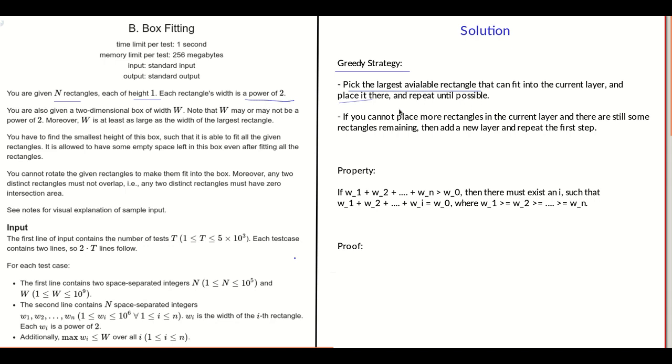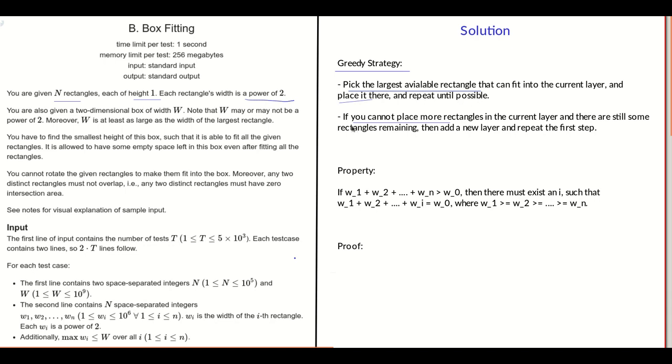Repeat until possible. If we cannot place more rectangles in that layer and we still have some rectangles to fill, then we add a new layer and start again with the first step. We pick the largest rectangle that can fit into the new layer and keep doing it until we have no more rectangles left. This is the solution, but we don't yet know why it works, so we will prove it.